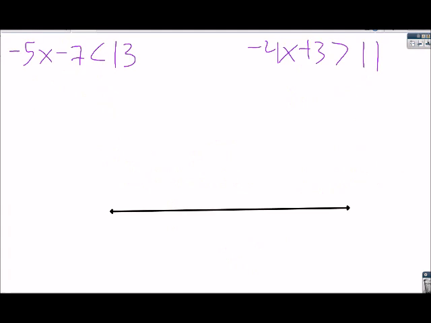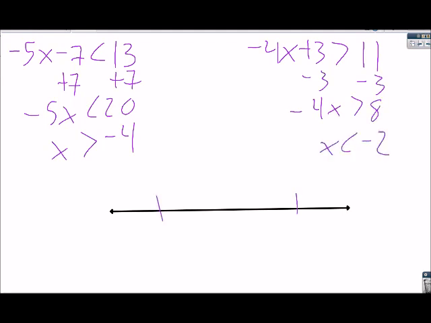Where they don't give us x and we have to solve for it. So all I'm going to do is add my 7 and divide by -5, remembering that when we divide by a negative, my sign flips. And I'm going to do the same thing to this problem. I'm going to subtract 3, and then dividing by a negative, my sign flips.